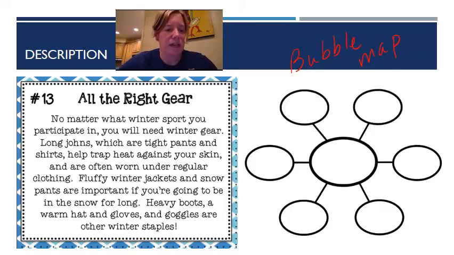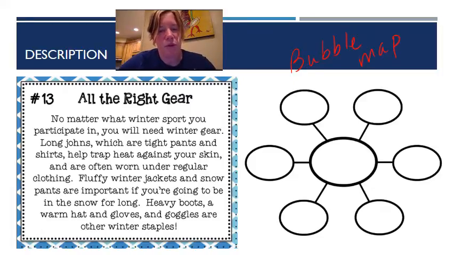It says, all the right gear. No matter what winter sport you participate in, you will need winter gear. Long johns, which are tight pants and shirts, help trap heat against your skin and are often worn under regular clothing. Fluffy winter jackets and snow pants are important if you're going to be in the snow for long. Heavy boots and a warm hat and gloves and goggles are other winter staples.